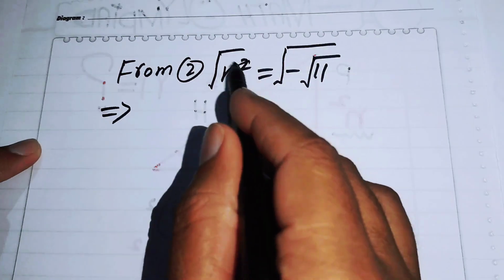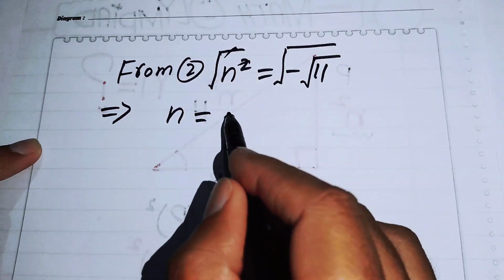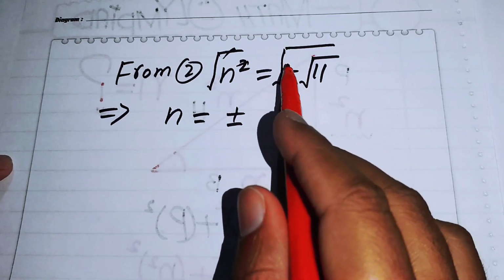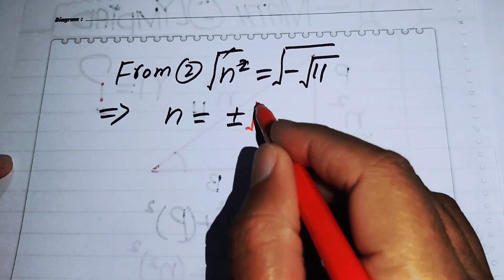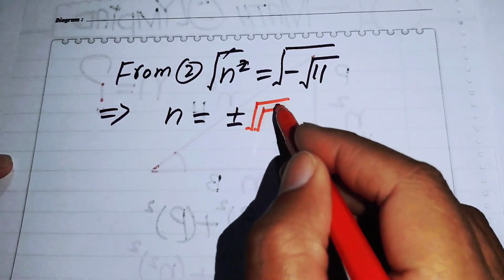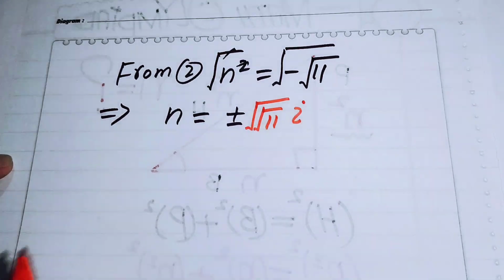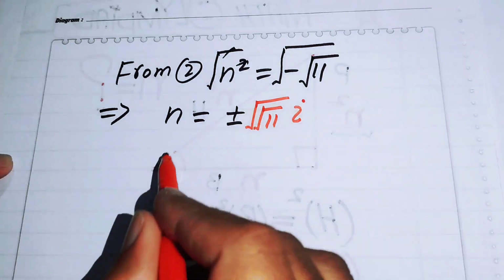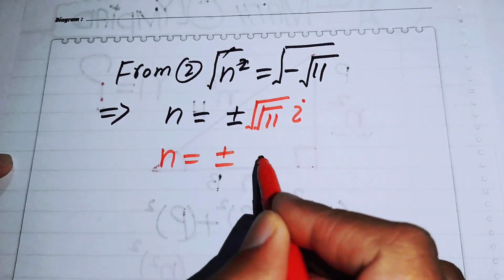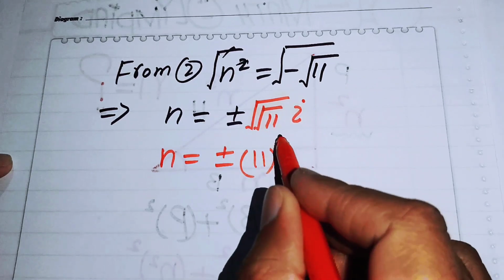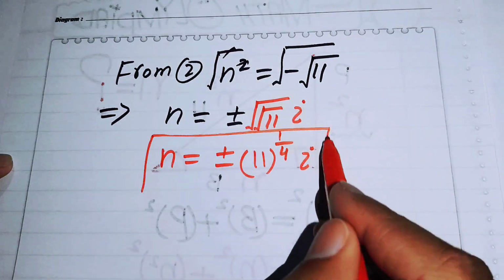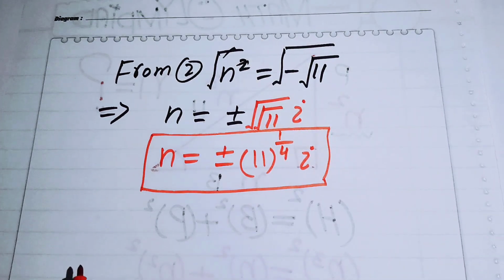So here the square and square root are gone, and it equals plus minus, and now you see here you have the negative sign under the square root, and you know that it equals iota. So you will get here the square root of 11 and iota. You know that the square root equals the power 1 over 2, so if you have 2 times square root, it means that its exponent will be 1 over 4 times iota. So these are the other two complex roots of the given equation.